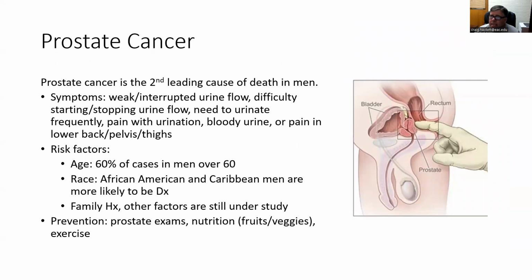Talked a lot about prostate cancer already. It's the second leading cause of death in men. Usually above 60%, I should say, 60% of the cases of prostate cancer occur in men over 60. They are finding that African American and Caribbean men are more likely to be diagnosed, and they don't know why, or most likely to have that diagnosis.